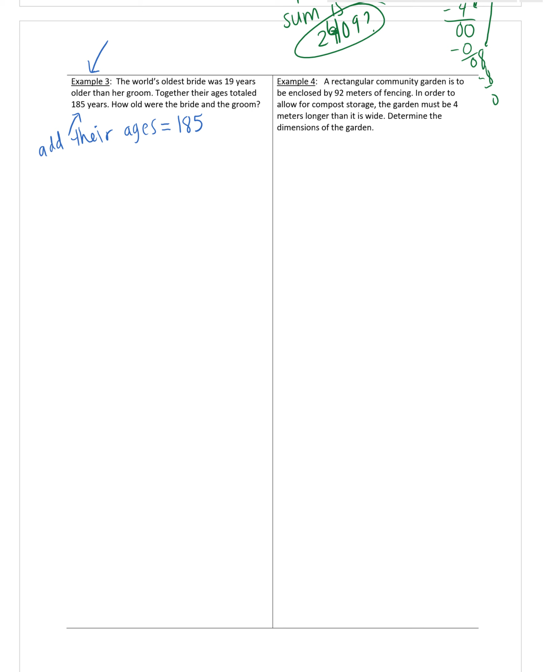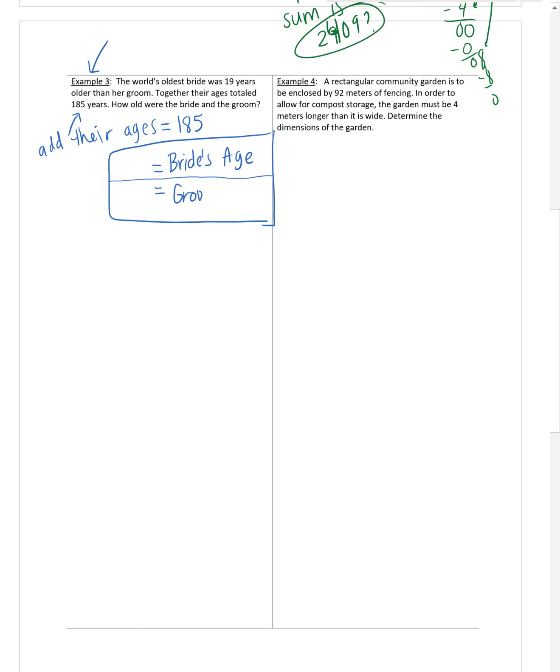Okay, this is another tricky one like example 2, because they're not really asking for one thing, they're asking for two things. So I might assign variables to the two things we're looking for. And remember, you want to get them both in terms of the same variable. So I'm going to say, okay, I guess the first thing they mentioned was the bride, huh? So I'm going to say something is equal to the bride's age. And then the other thing they're looking for is the groom's age.